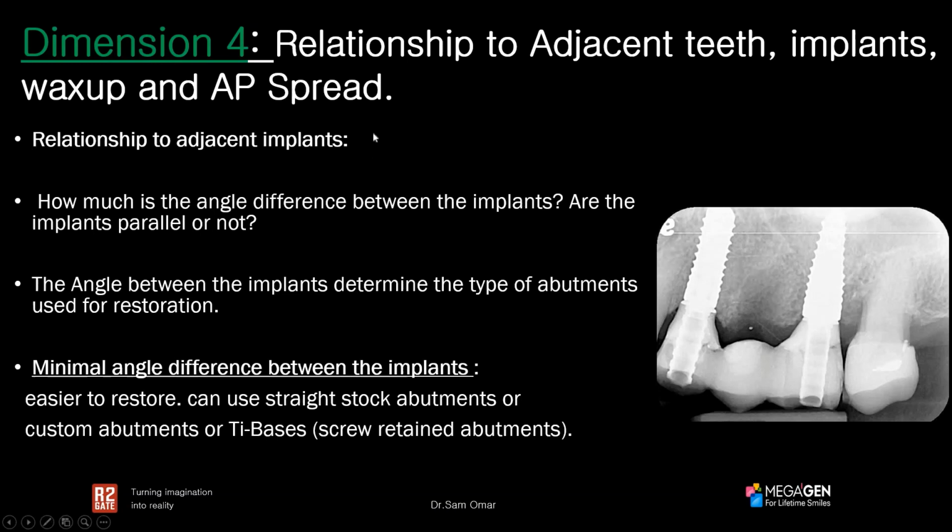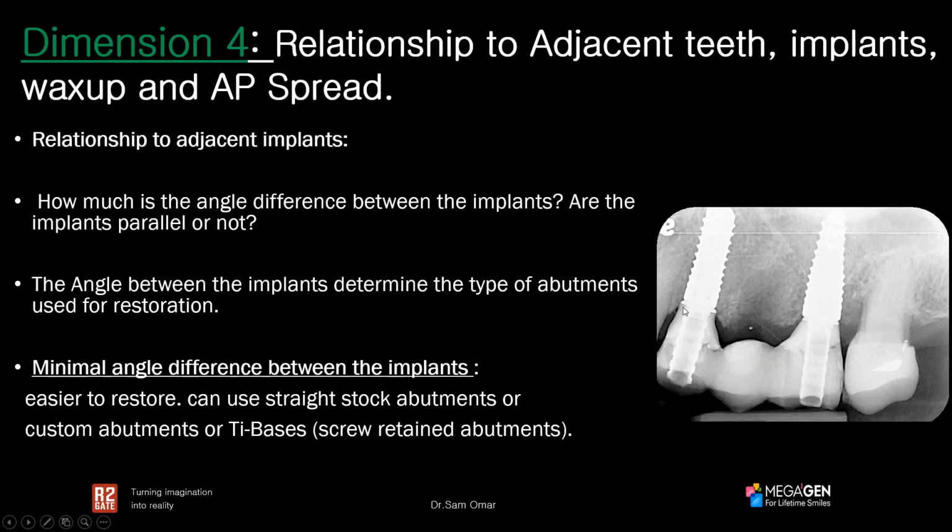So we have to be aware of what is the angle difference between the implants that we're placing. Are the implants parallel or not? The angle between the implants determine the type of abutments that are going to be used to restore the case. Minimal angle difference, like what we have on the right side, is easier to restore.